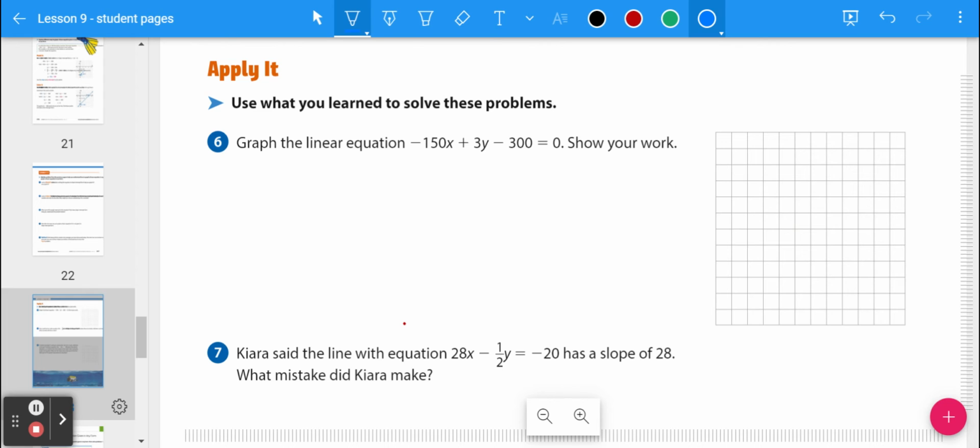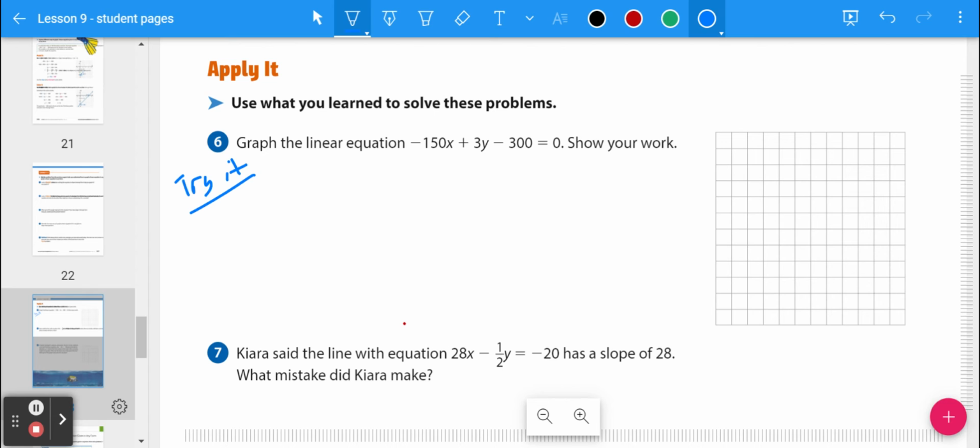It's the equation -150x plus 3y minus 300 equals 0. Show your work. I'd like you to try it. Pause it and try it on your own, just to see if you can get it on your own, because you're going to have to do some of these on your own in just a second. Now, hopefully you tried it.